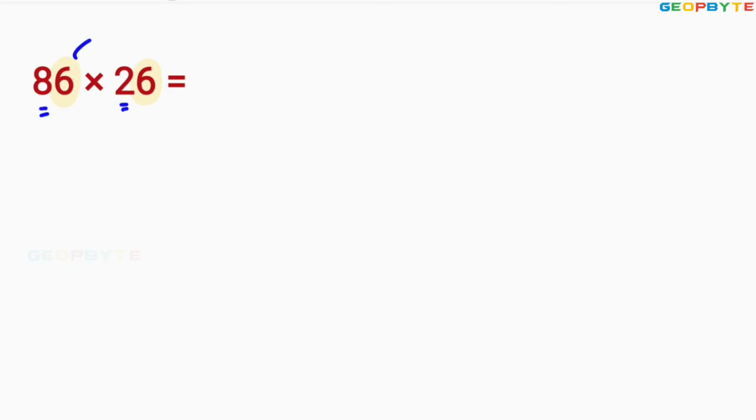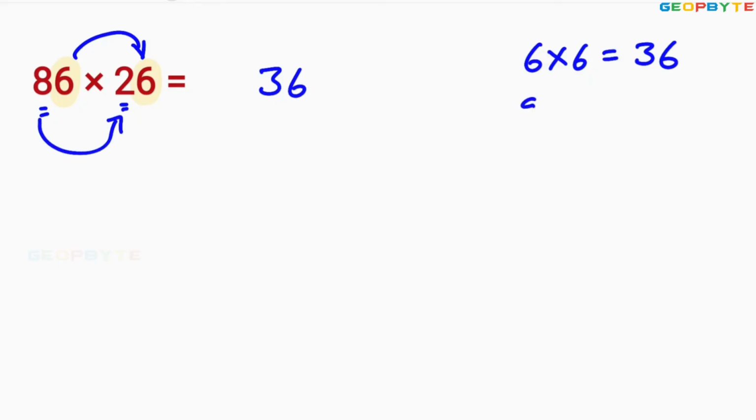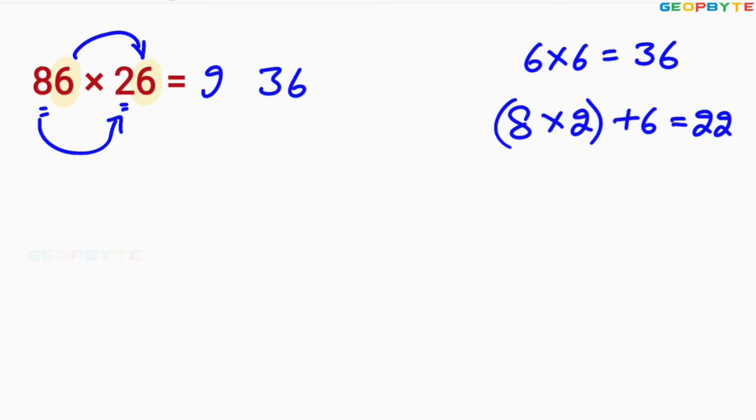Then what you have to do? Multiply 6 into 6 is equal to 36. You write that 36 here. Then multiply 8 into 2. 8 into 2 plus common number. Common number is 6. It is equal to 22. You write that 22 here for getting your answer.